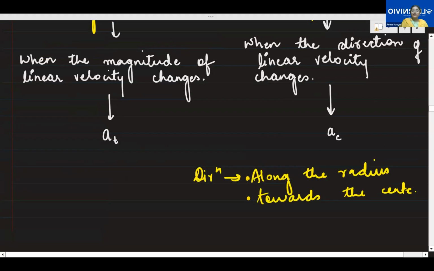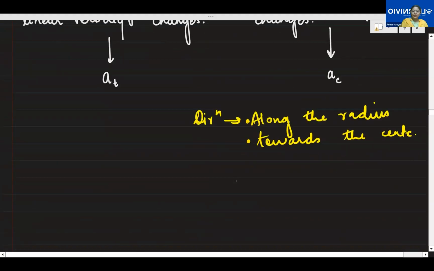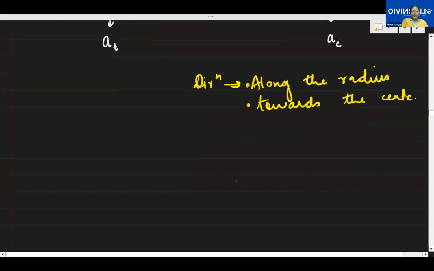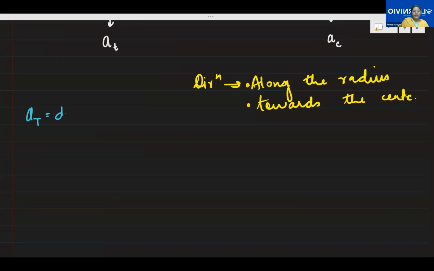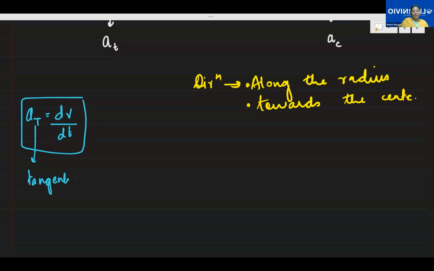Now, these in detail I'll tell you later. Let me just tell you a little bit about both of these. Tangential acceleration is basically the rate of change of velocity, means dv over dt. This we'll be doing again. This at is the symbol for tangential acceleration. It is just change in velocity by change in time.